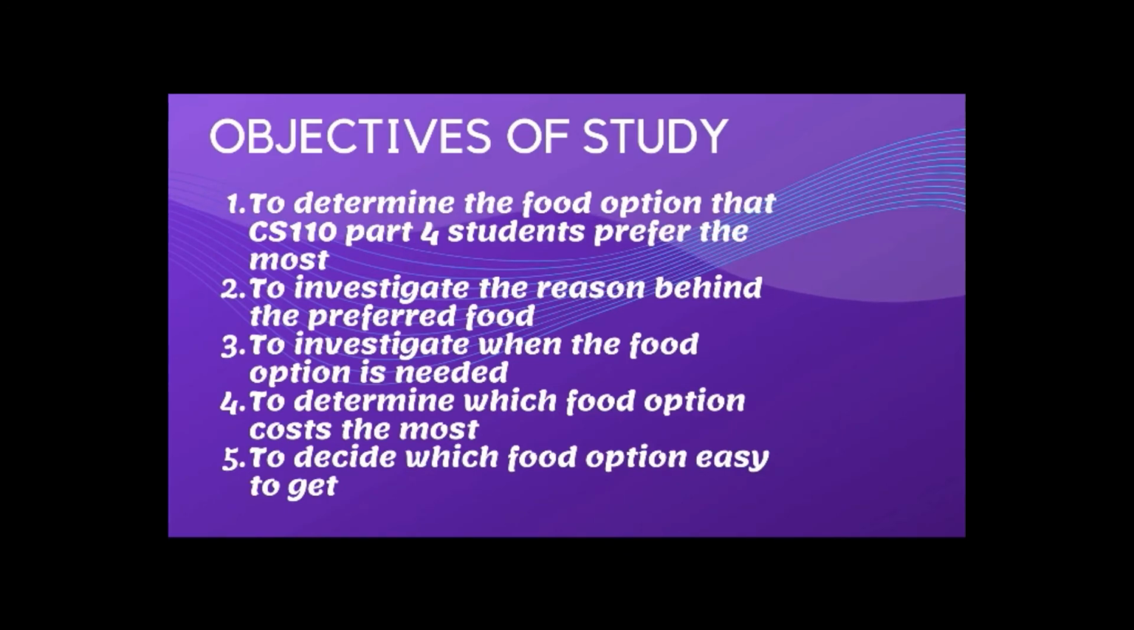The fourth objective of our study is to determine which food option, between home-cooked meals or meals that can be ordered or delivered, costs the most. This objective will determine which food option costs the cheapest and the most expensive. The fifth objective of our study is to decide which food option, between home-cooked meals or meals that can be ordered or delivered, is the easiest to get or consume during this quarantine period and fasting month.